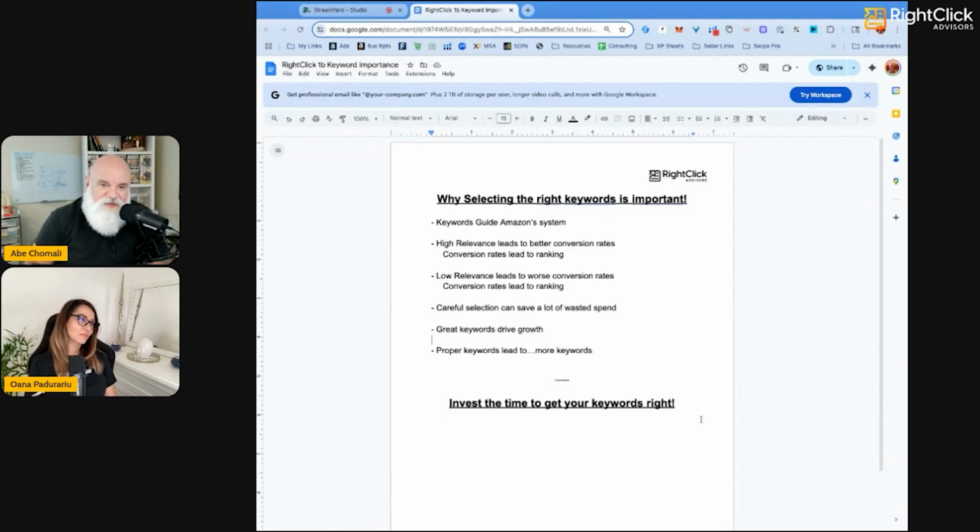Today, we're essentially going to talk about how to understand keywords, where they fit into your system, and how to use those things to choose your keywords properly. In future episodes, of course, we will get into the mechanics of choosing keywords. But today, even before you start that, you want to understand where keywords fit and how they match to your product. So, the first thing to understand is that keywords guide Amazon's system.